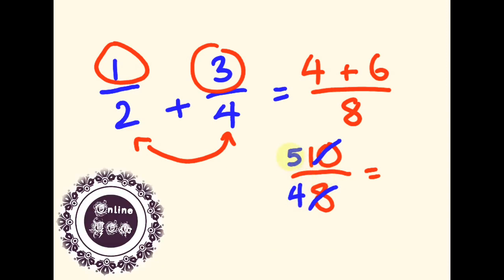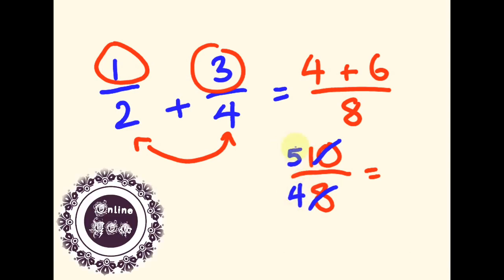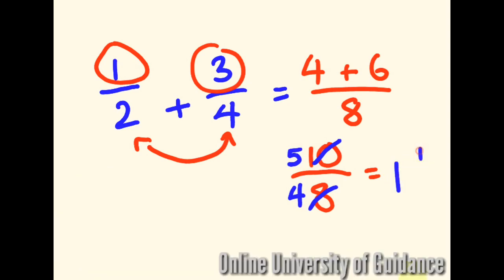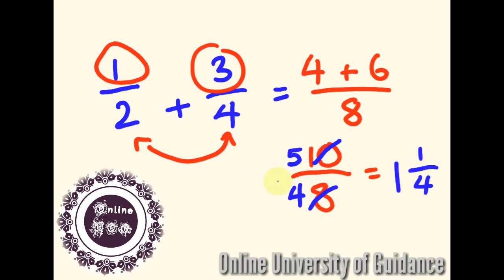And the way we do this is we go 5 divided by 4, because if this top number is bigger than the bottom number, you can do this. 5 divided by 4 is 1, and 1 left over. We put that 1 over the bottom number, which is 4.